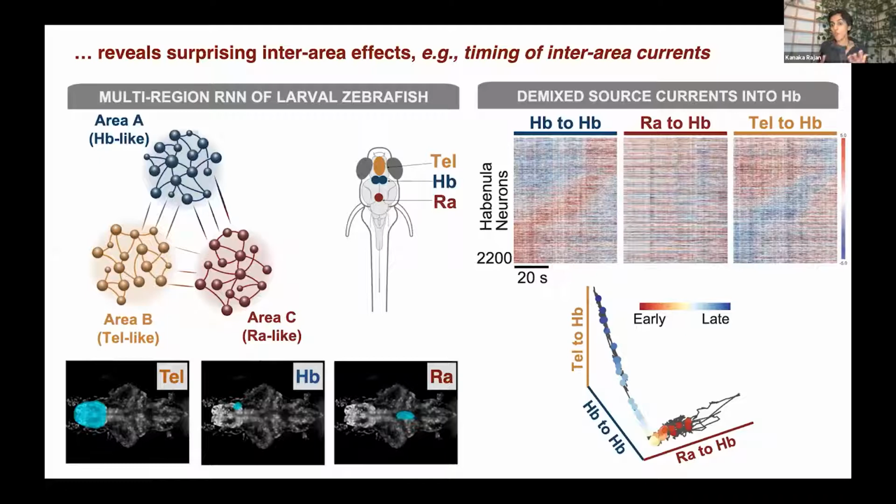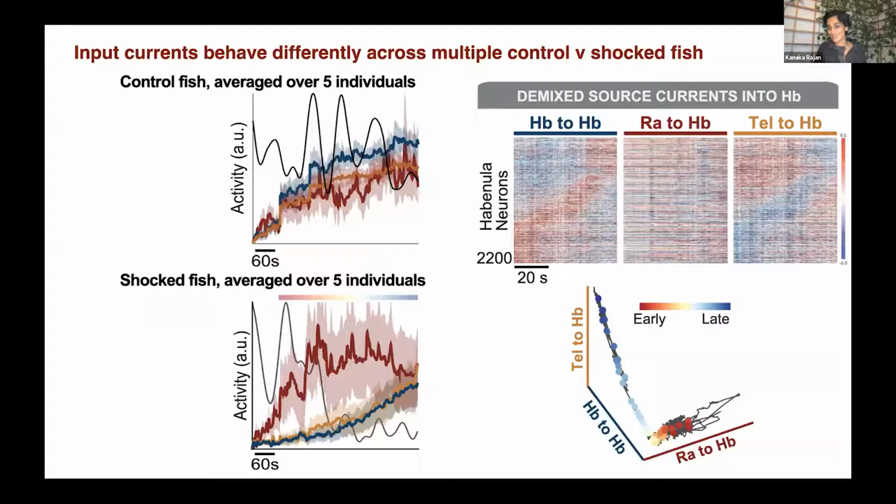And so this kind of point of view gives us something that the traditional point of view doesn't. But, you know, I was taught never to trust a 3D plot. So let me show you what these things look like as a function of time. On top, you see the activity derived from this exact same analysis over time for control fish. This is models that have been fit to individual fish that have not gotten shocks. So there's two sources of variability here: first, in the initialization of these matrices, and two, across individuals. Now in black is the tail whips, which have been made into a continuous trace just to give your eye something to look at. In blue is habenula to habenula current, in yellow, telencephalon to habenula, and in red, raphe to habenula. In control fish, the three currents seem to mirror one another.